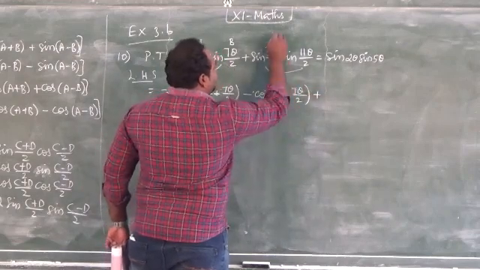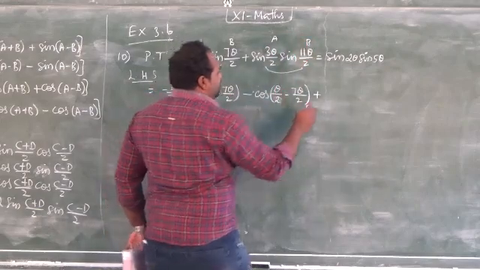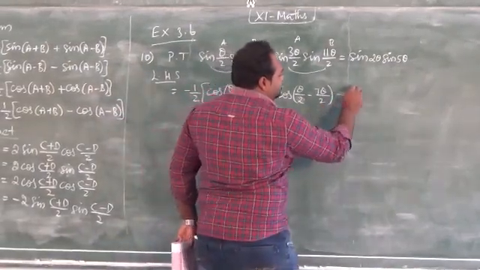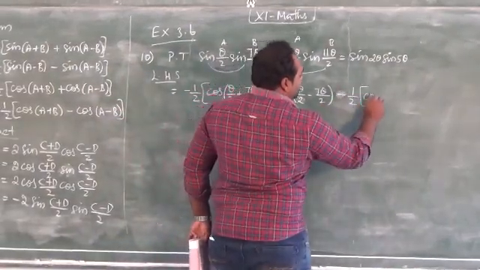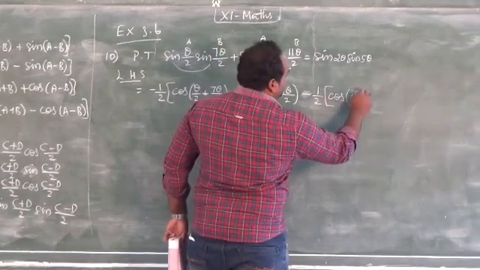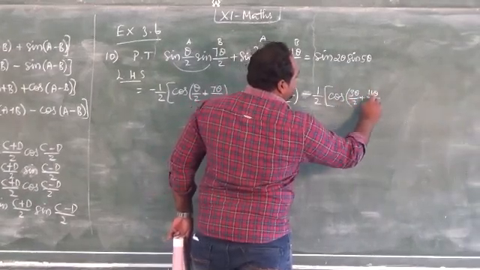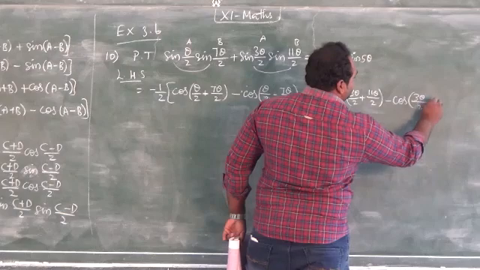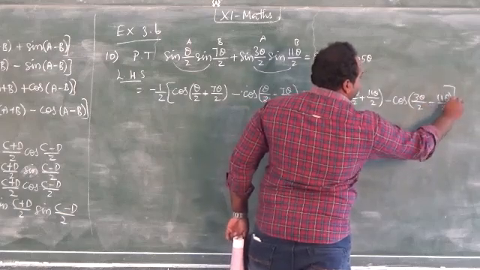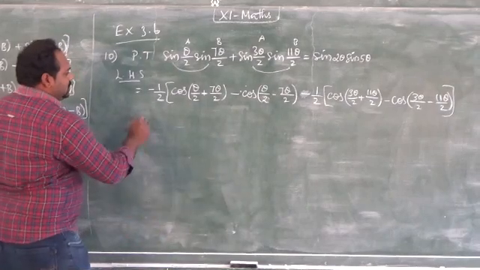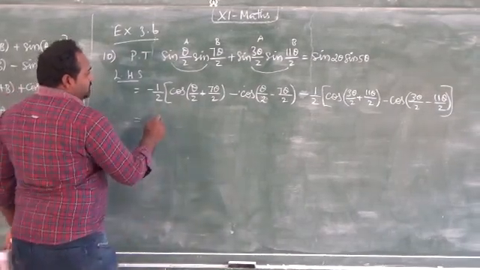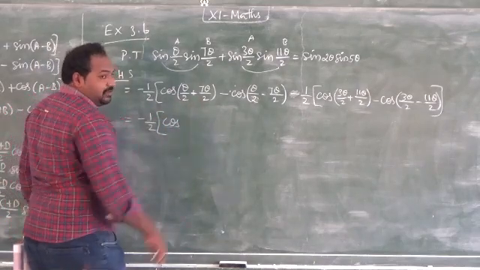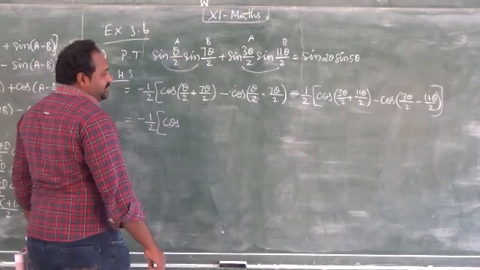Plus here also we can have the sin A sin B formula. Its formula is minus 1 by 2. So I am going to take minus 1 by 2 into cos of 3 theta by 2 plus 11 theta by 2 minus cos of 3 theta by 2 minus 11 theta by 2. So here minus 1 by 2 cos, common denominator, so add the numerators, 8 theta by 2.